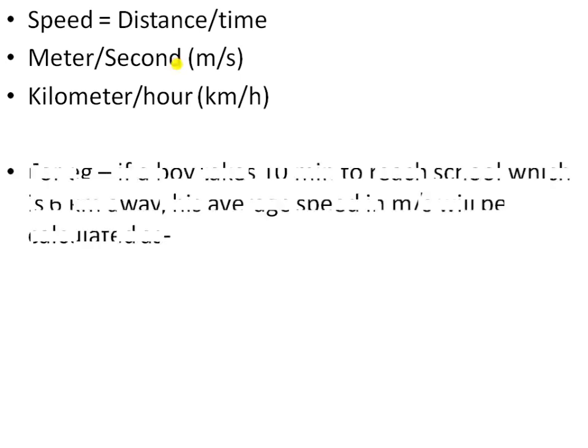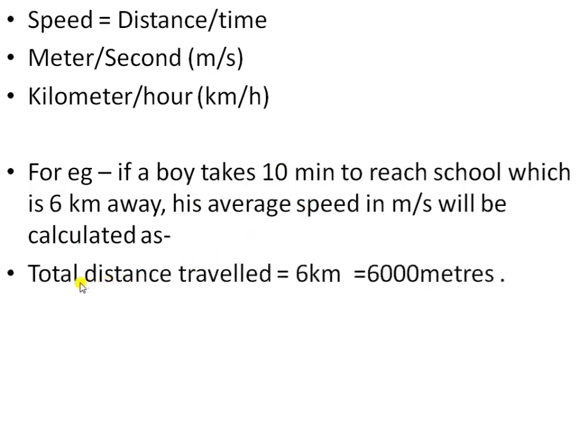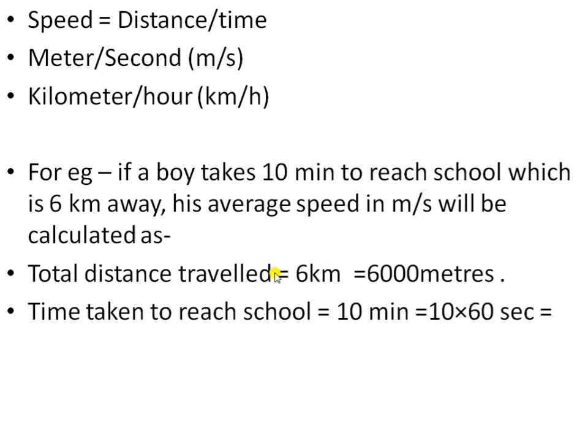So next, for example, if a boy takes 10 minutes to reach the school, which is 6 km away, and we need his average speed in meter per second, so here you have to convert the kilometer per hour into meter per second. So we have to find out the average speed in meter per second. The distance is 6 km and the time is 10 minutes. So the formula of the speed is distance upon time. The total distance is 6 km.